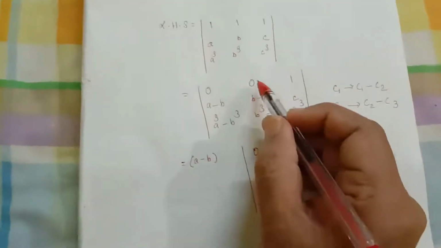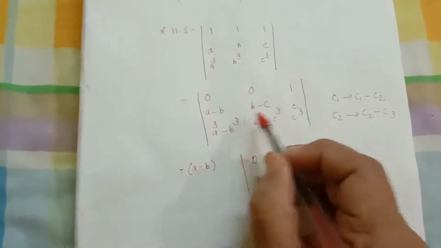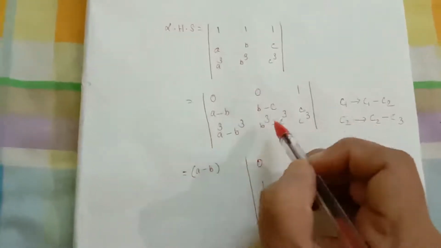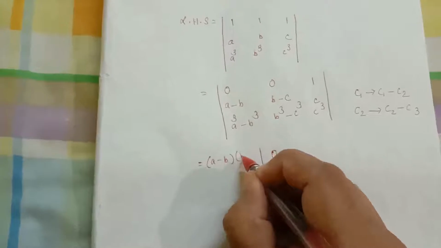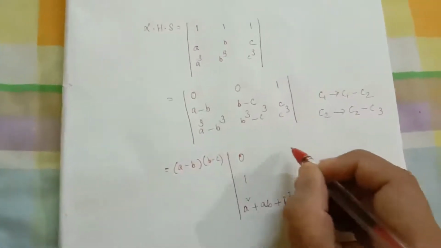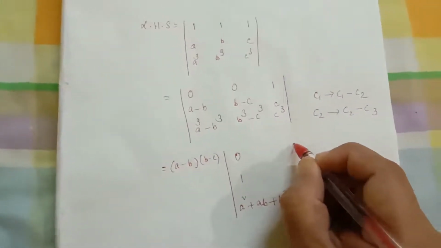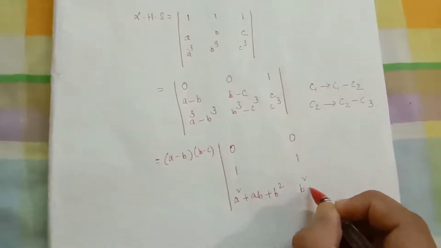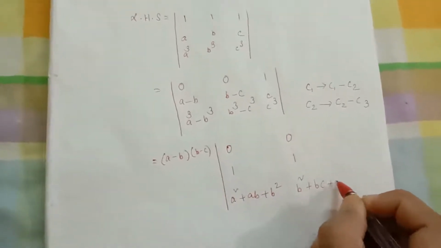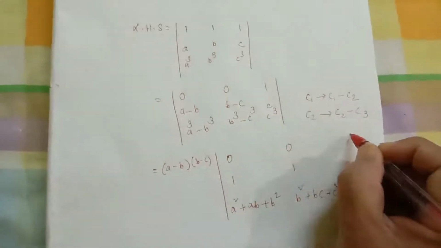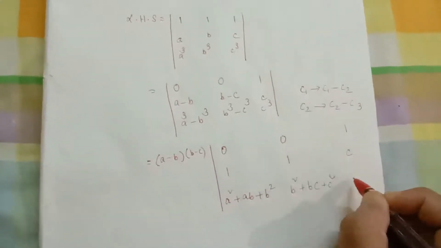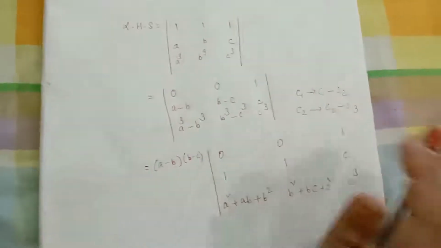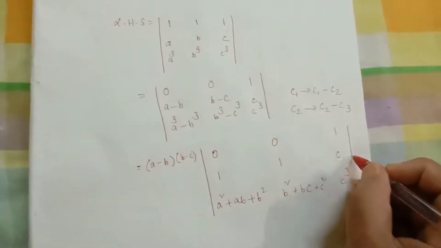Similarly, in the second column, B minus C is a common factor of these three elements. So if we take B minus C common in C2, the elements will be 0, 1, and B square plus BC plus C square. In the third column there is no common factor, so it will remain as it was: 1, C, C cube.